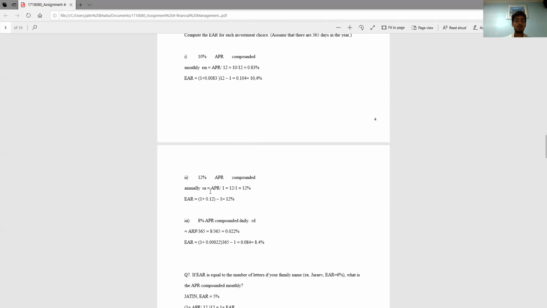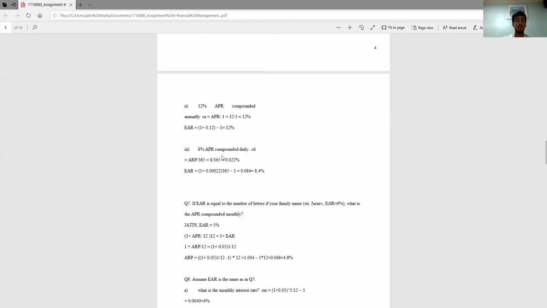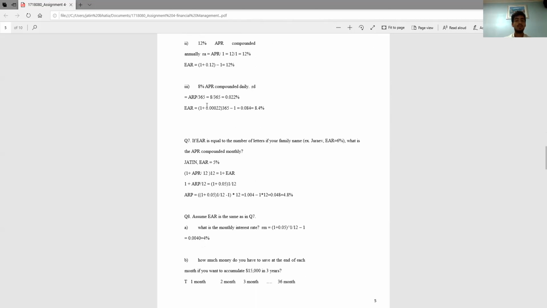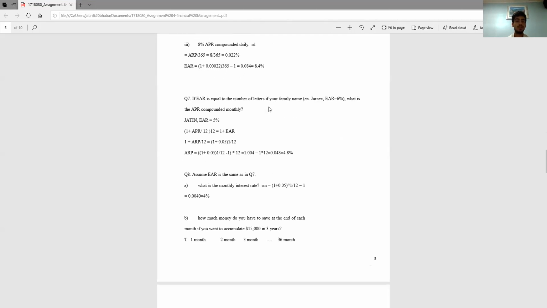that is 10.4%. And second is 12% APR compounded once, so 12 divided by 1 is 12%. EAR is 1 plus 0.12 minus 1, which is 12%. Third is again 1 plus 0.00022 to the power 365 minus 1, which is 0.083, 8.4%.